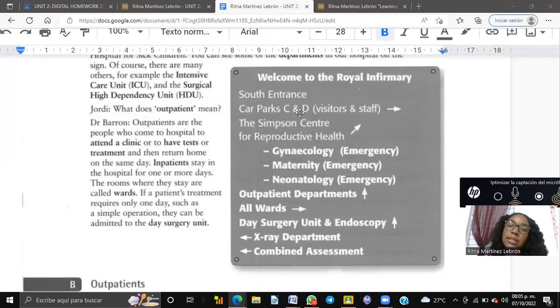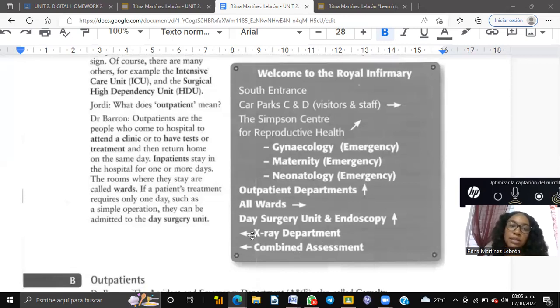Welcome to the Royal Infirmary. Entrance, car park C, visitors and staff, right. The Simpson Centre for Reproductive Health, gynecology emergency, maternity emergency, neonatology emergency, outpatients department, all wards, right. The day surgery unit and endoscopy, and left, X-ray department, and combined assessment.